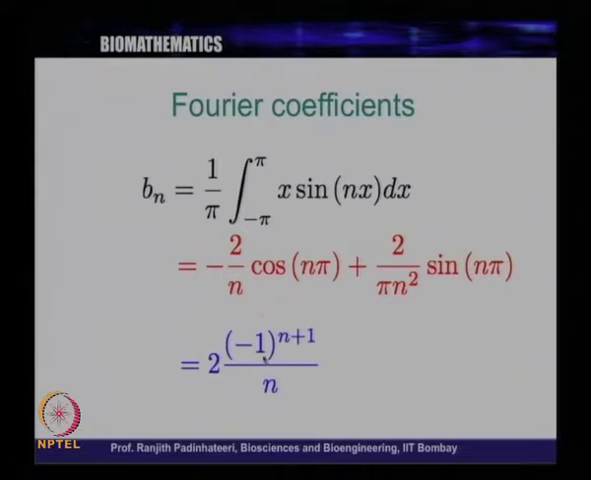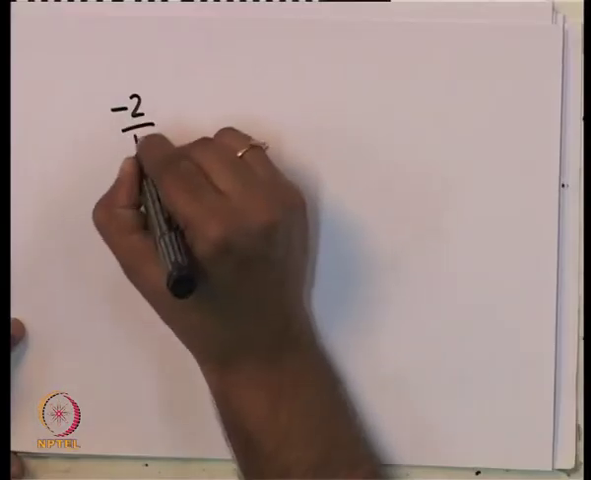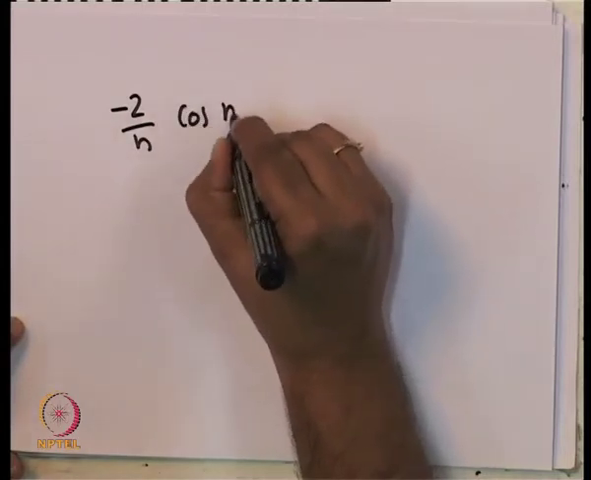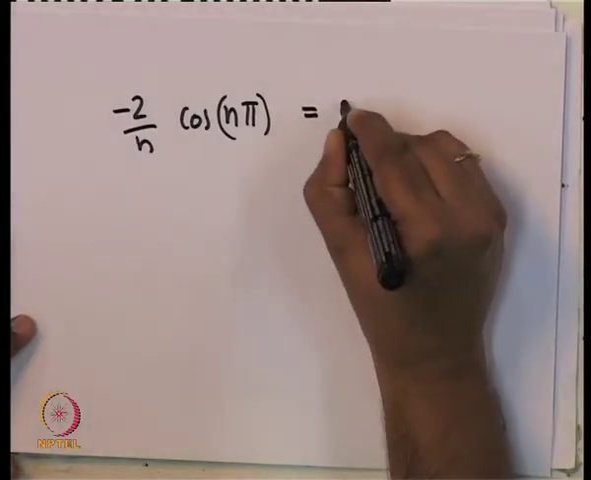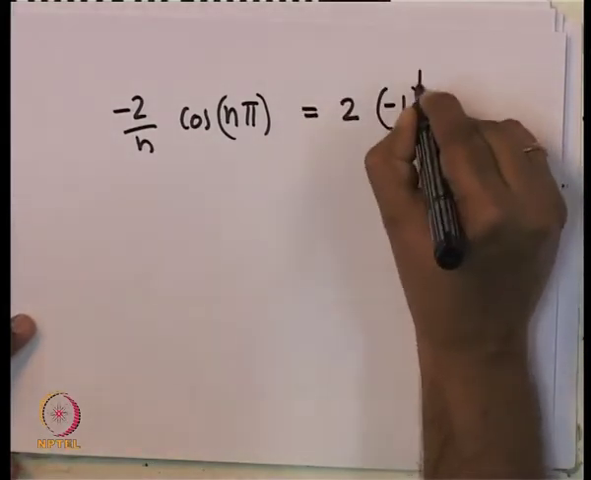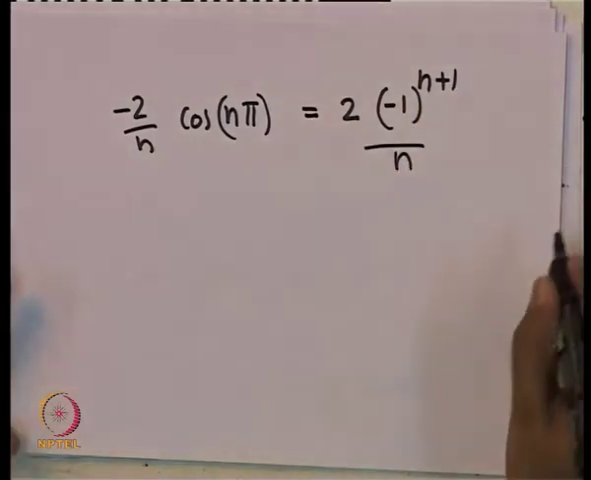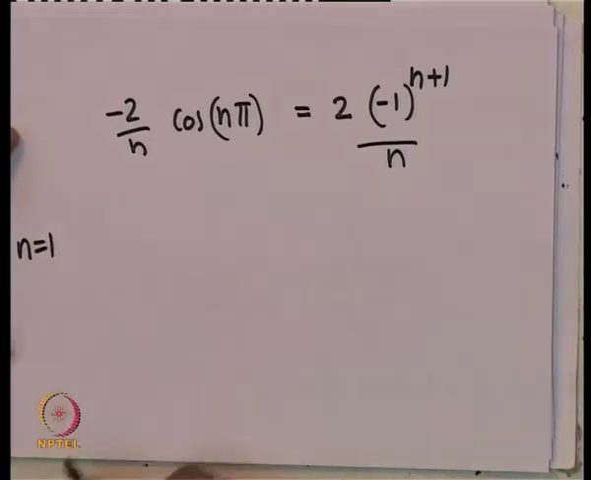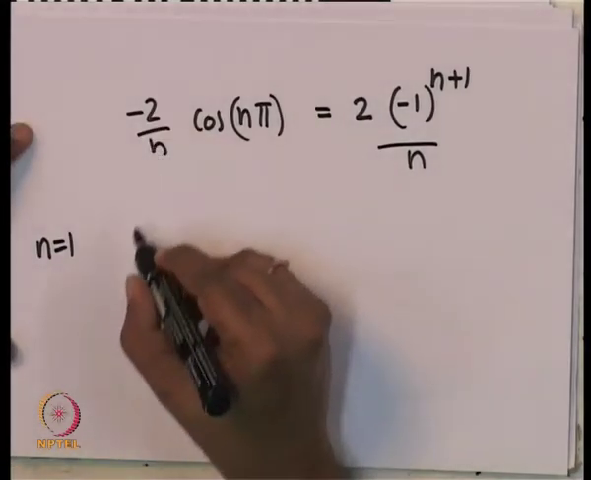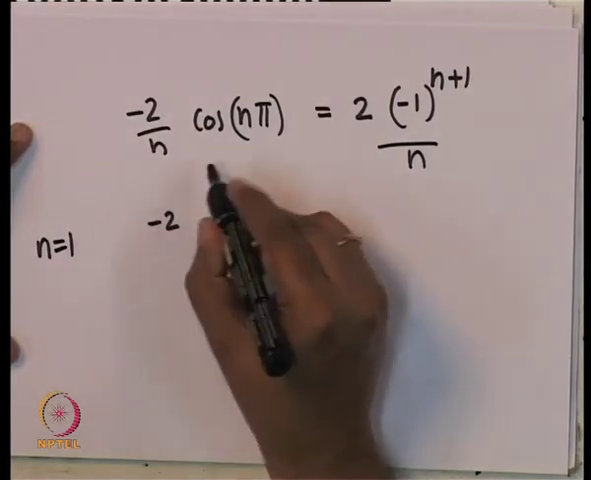This can be written as minus 1 whole power n plus 1 by n. So, the claim is that minus 2 by n cos n pi is the same as 2 times minus 1 whole power n plus 1 by n. Let us check for n equal to 1 first. For n equal to 1, what do you get? Minus 2 by 1 into cos pi.